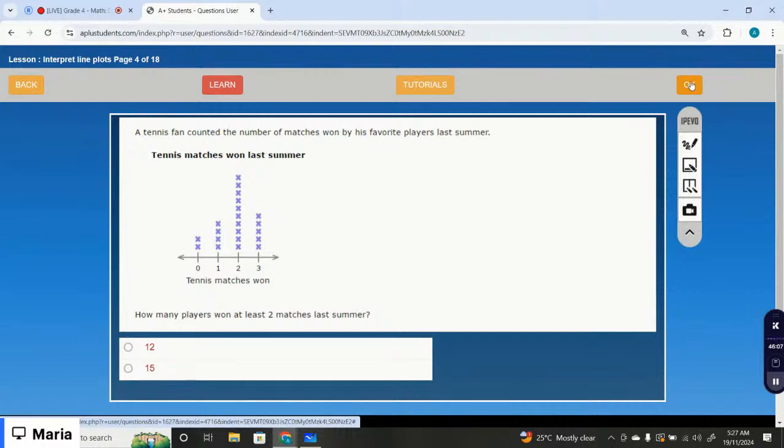A tennis fan counted the number of matches won by his favorite players last summer. How many players won at least 2 matches last summer? So, which is the correct option? At least 2 matches, at most it could be any. So, which is the correct option?